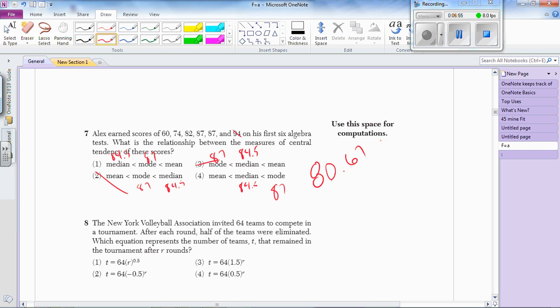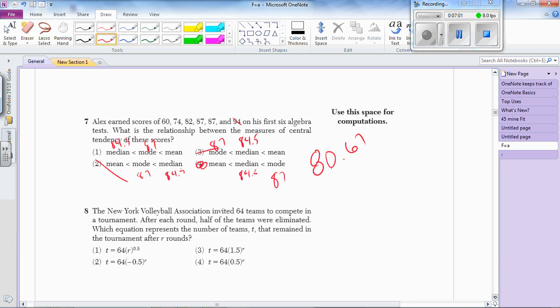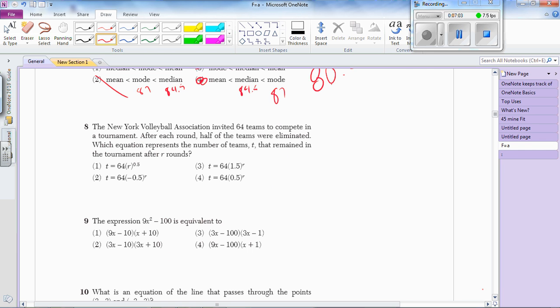80.67, something like that. So that's smaller than these, so the answer is choice 4. That's the question. Just a lot of work. Don't be lazy. Show your work. All right. This particular question is kind of difficult.